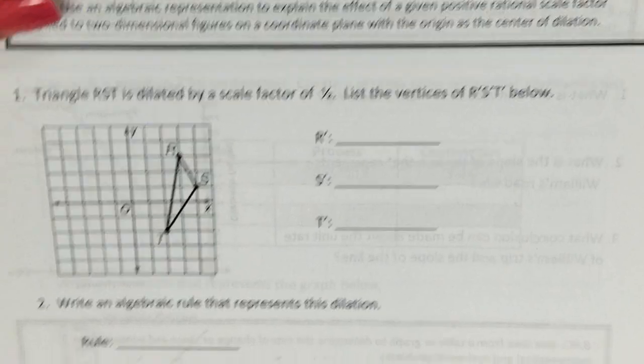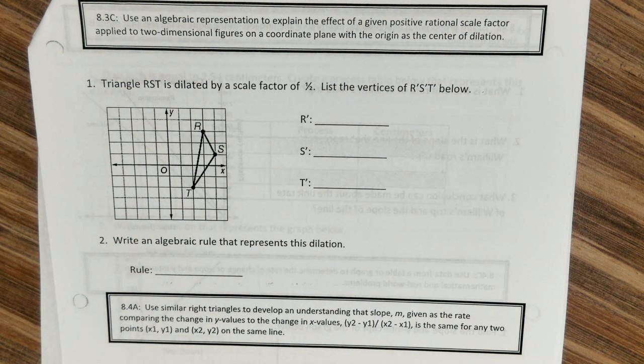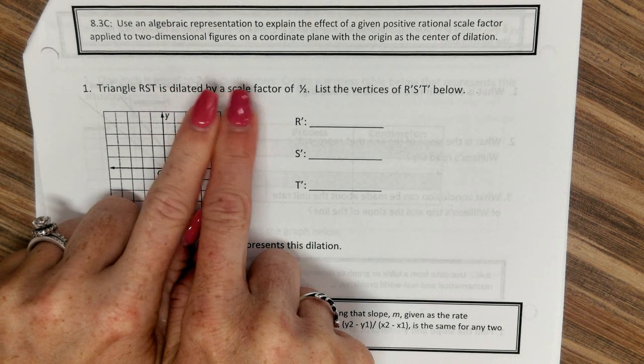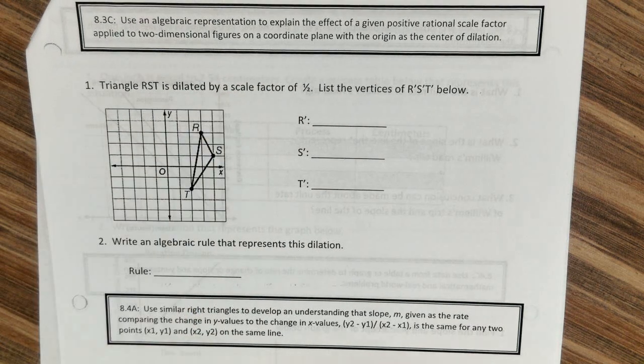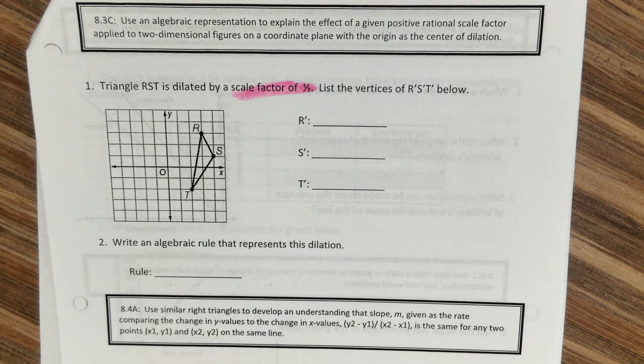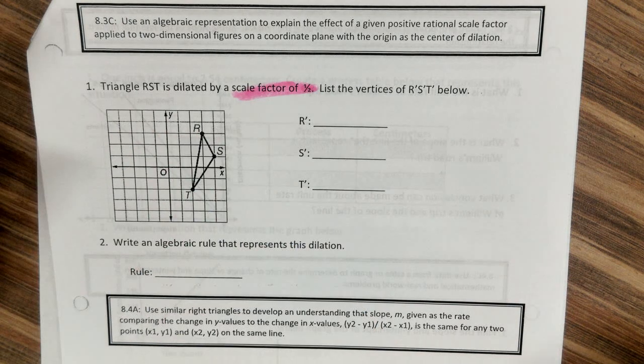Okay, turn the page. Now we're going to apply dilation rules. It says, take triangle RST, does everybody see it? And dilate it by a scale factor of 1/2, which is 0.5. So is it going to get bigger or smaller? It's going to get smaller. It wants you to come up with the new vertices. What's a vertice? A point.